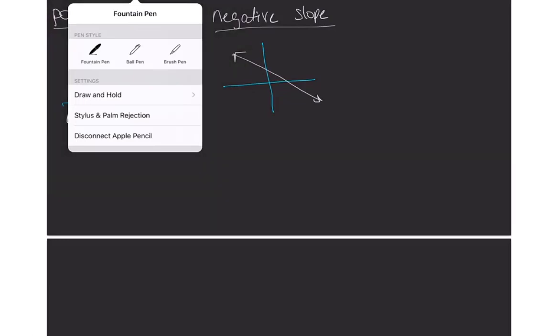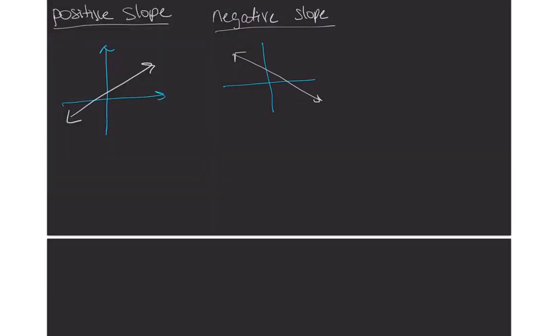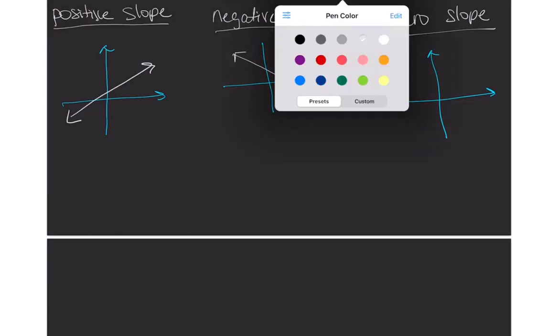Another possibility would be a 0 slope. So we have my little x and y coordinate plane. And so on a 0 slope, I'd have an incline or a decline of 0, so it would look like a nice, flat, straight, horizontal line.